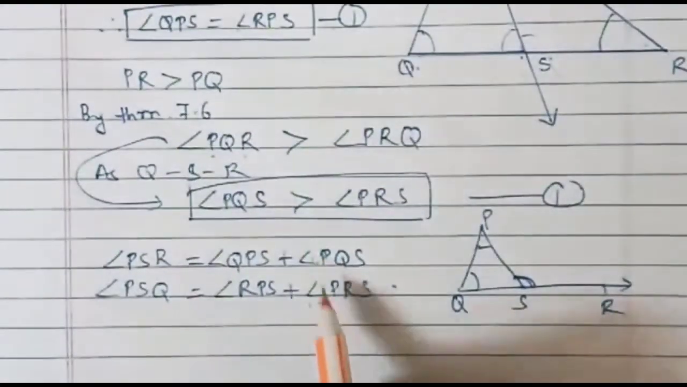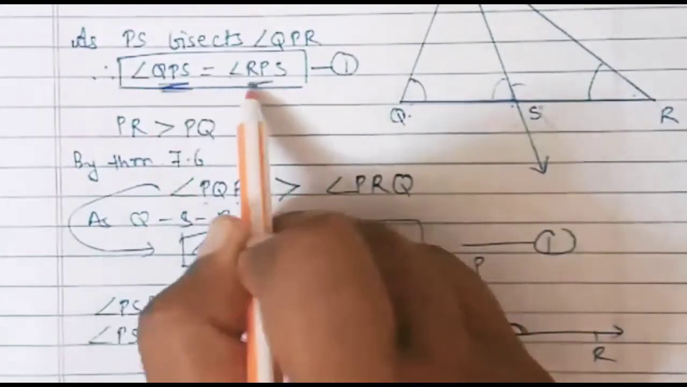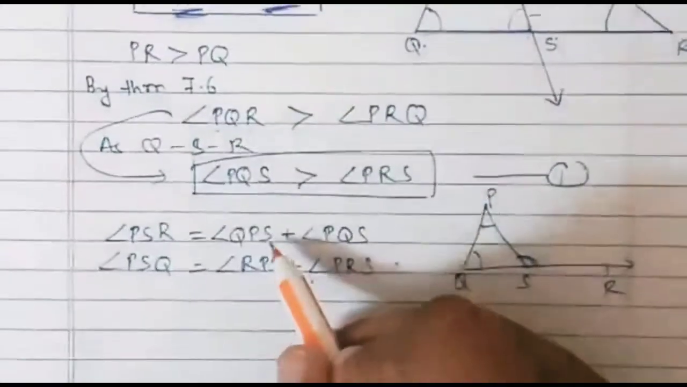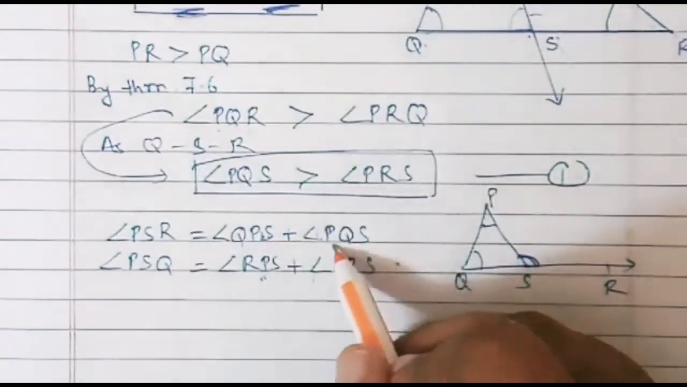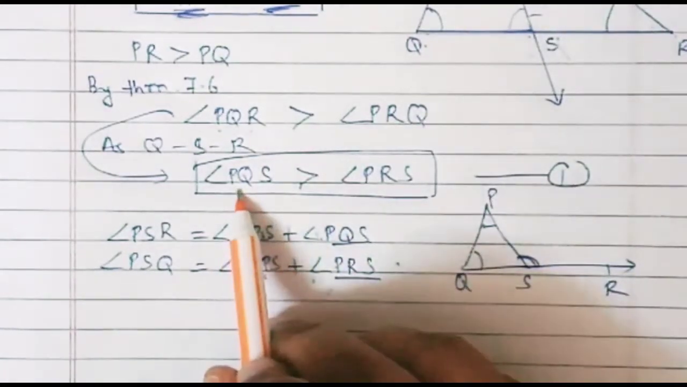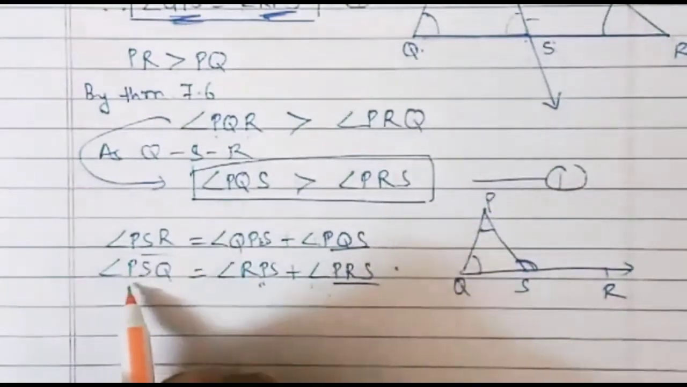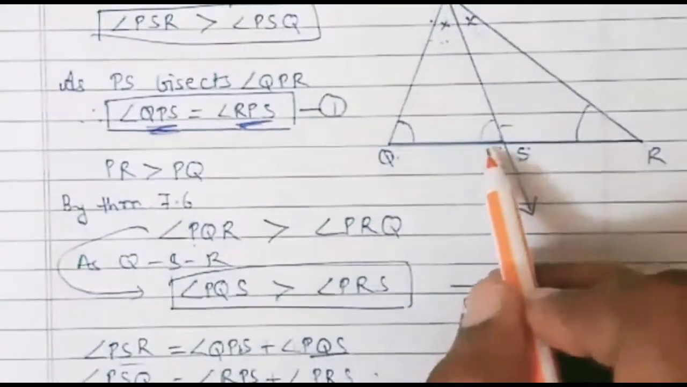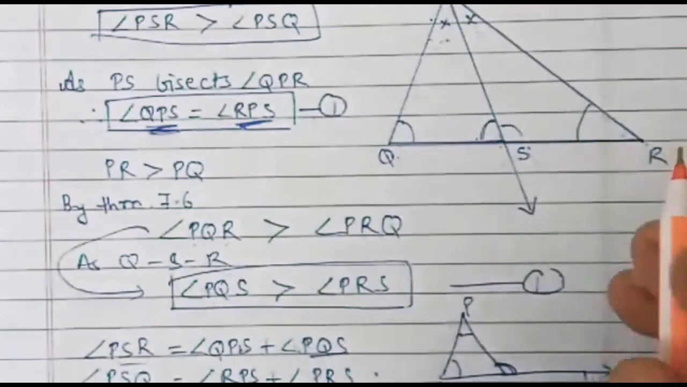Now these two results are really important. You can see what I had written in result number 1: QPS and RPS are equal, so these two angles are perfectly equal. Also for PQS and PRS, we have derived the result: PQS is greater and PRS is smaller. Now PSR and PSQ are forming a linear pair.